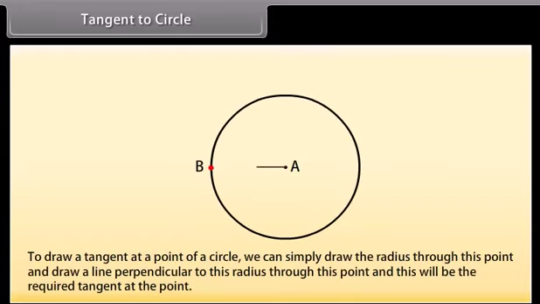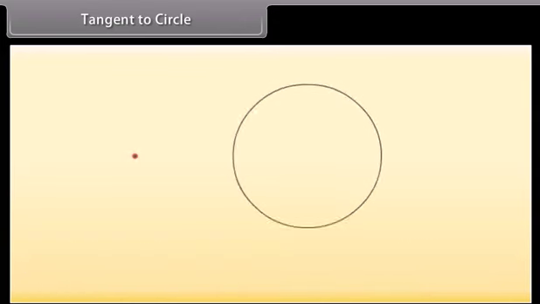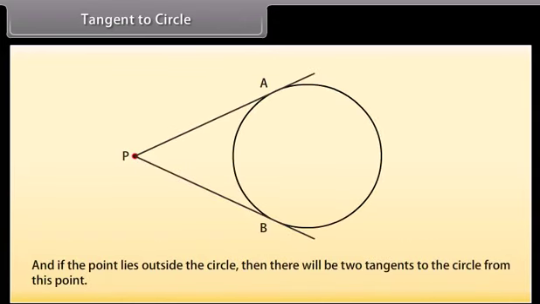Therefore, to draw a tangent at a point of a circle, we can simply draw the radius through this point and draw a line perpendicular to this radius through this point, and this will be the required tangent at that point. And if the point lies outside the circle, then there will be two tangents to the circle from this point.